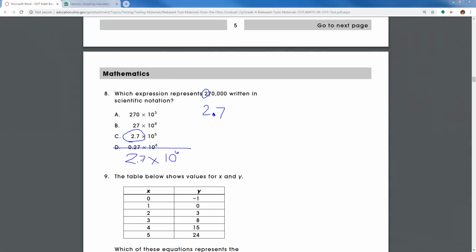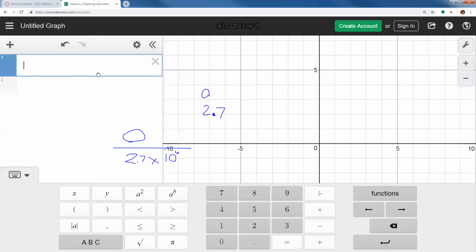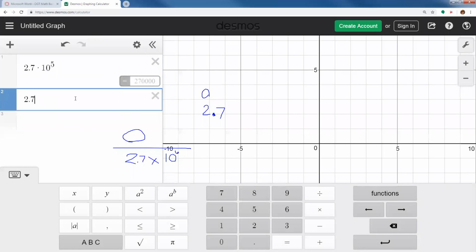So if there are 2 that look the same with the decimal, this is where the calculator would be helpful. If we type those 2 into a calculator, 2.7 times 10 to the 5th versus 2.7 times 10 to the 6th, those will give you 2 different numbers. They look pretty close, but you can see this one has 4 zeros instead of this one has 5.